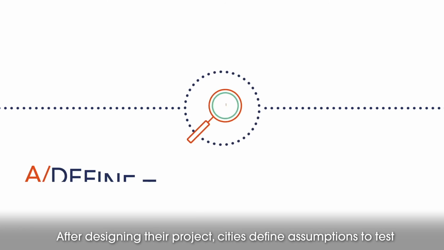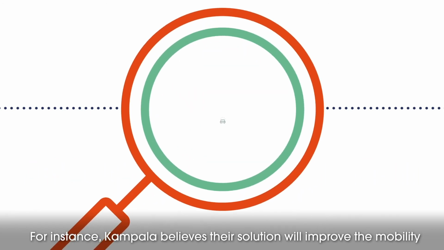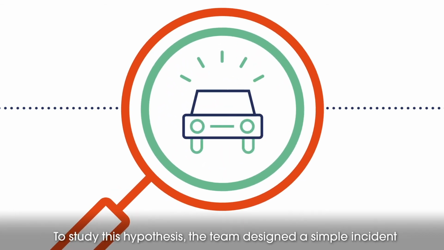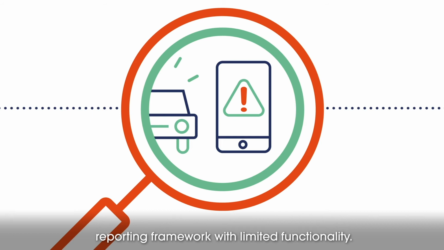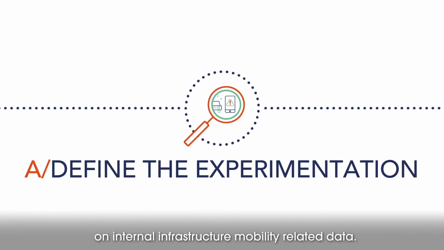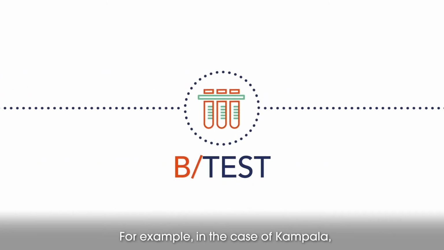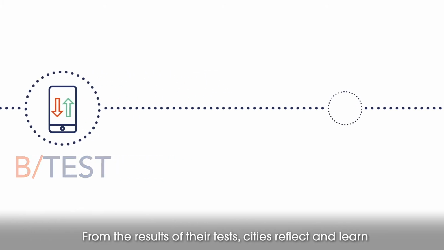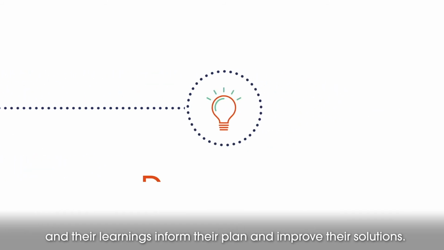Here is how we do it. After designing their project, cities define assumptions to test and think on ways to test them. For instance, Kampala believes their solution will improve the mobility experience of travelers and reduce the time they spend in traffic. To study this hypothesis, the team designed a simple incident reporting framework with limited functionality. It aims to facilitate the reporting on internal infrastructure mobility-related data. Then, they test their assumptions. For example, in the case of Kampala, would citizens be willing to feed data into such an app? From the results of their tests, cities reflect and learn, and their learnings inform their plan and improve their solutions.